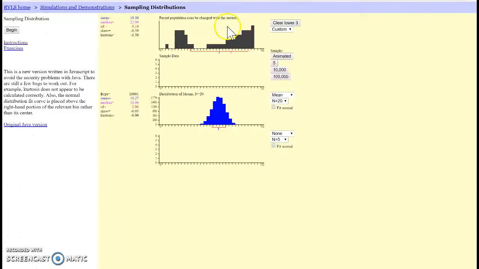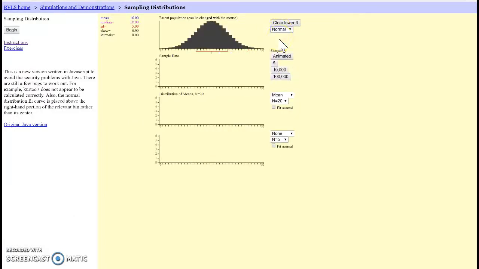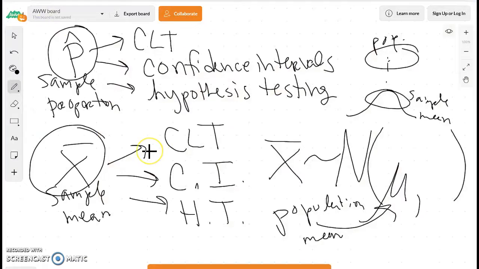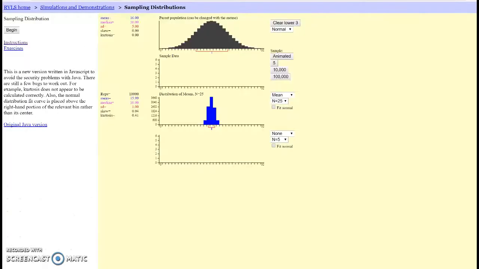If I go back and change this back to normal, and let's do this at n of 25, and do this many, many different times, we get a normal distribution, of course. The means are exactly the same. Now, what about the standard deviations? The standard deviation here originally was 5. So sigma here was 5. This population standard deviation was 5. Now here I have a 1.